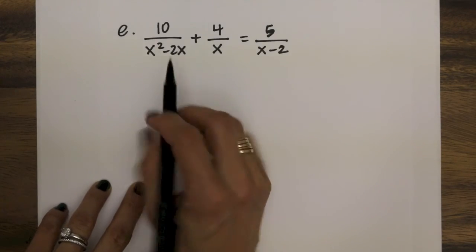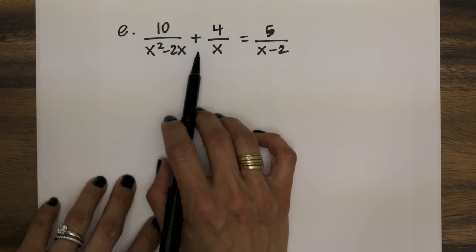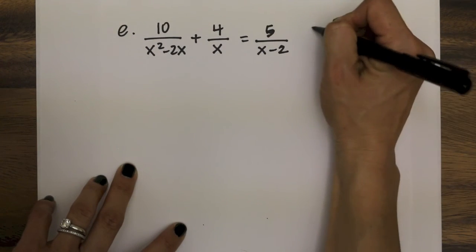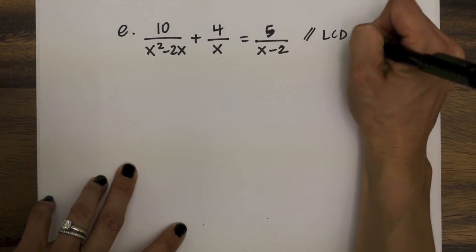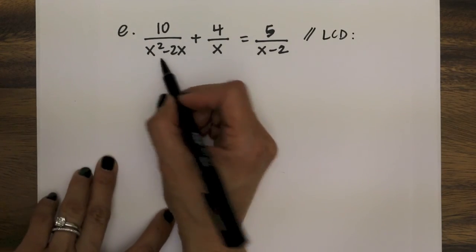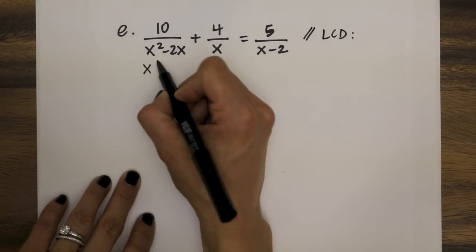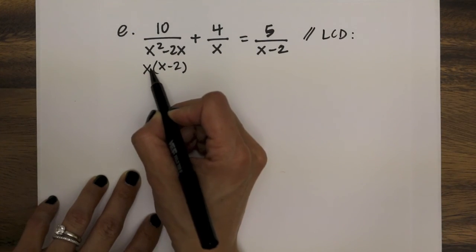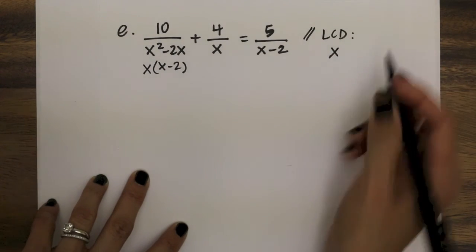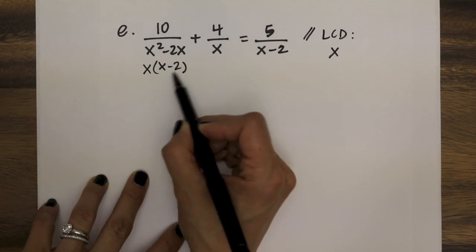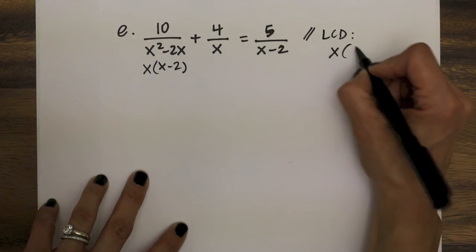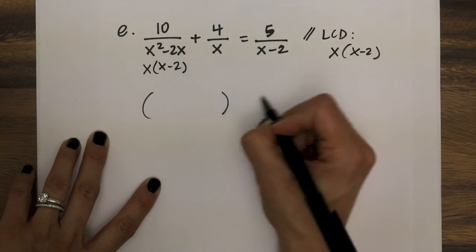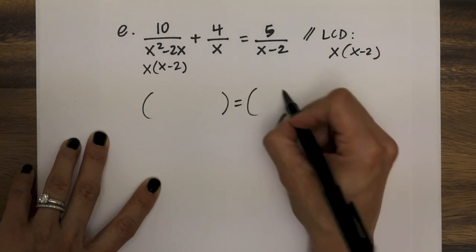This last example is 10 over x squared minus 2x plus 4 over x equals 5 over x minus 2. So again, first step, we want to identify that LCD, and to do so, we want to look at this fraction on the left. Let's factor out an x. And so now you can see, if you just consider variables, you have x and then another x. And then we have x minus the quantity x minus 2 and the quantity x minus 2. So there's our LCD. We're going to times both sides of the equation by that LCD.